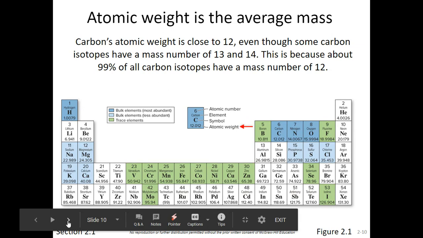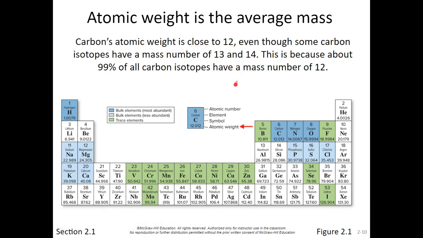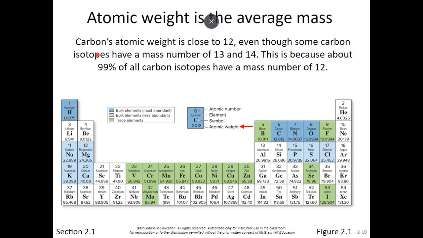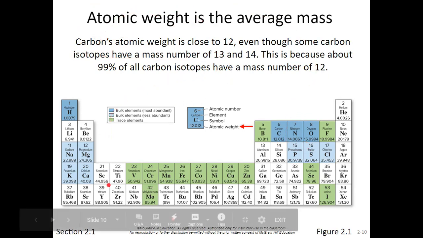Atomic weight, like you saw on the periodic table. Atomic weight is the average mass. For example, we said 12, and the other mass numbers are 13 and 14. 99% of carbon isotopes have mass number 12. So when you see a decimal point and a few digits after it, we call it atomic weight. But mass number is always a whole number.